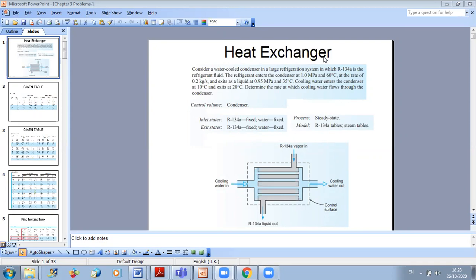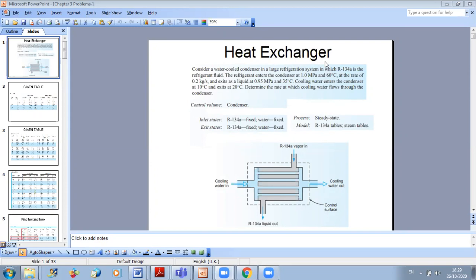In these problems, first we will see how to apply the second law of thermodynamics on simple components, and after we will see how to apply it in cycles. First we will deal with the heat exchanger. The heat exchanger is like what in the power cycle? It can be in the place of either the boiler or the condenser.